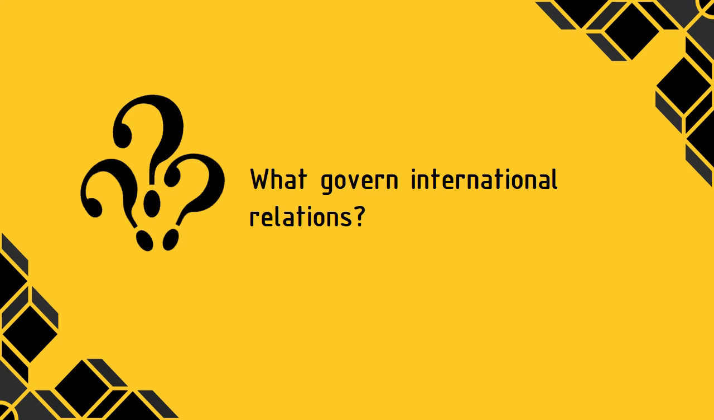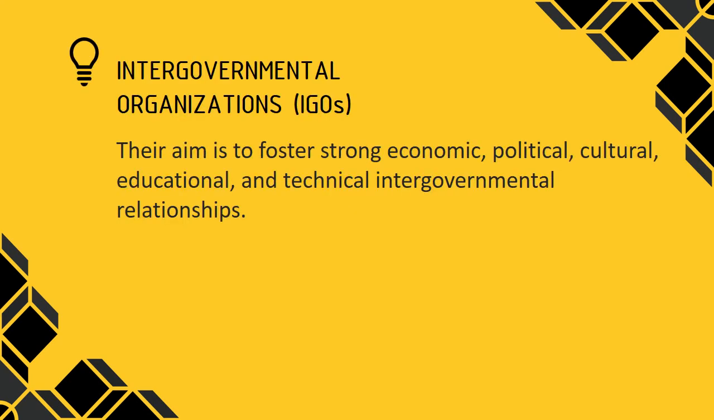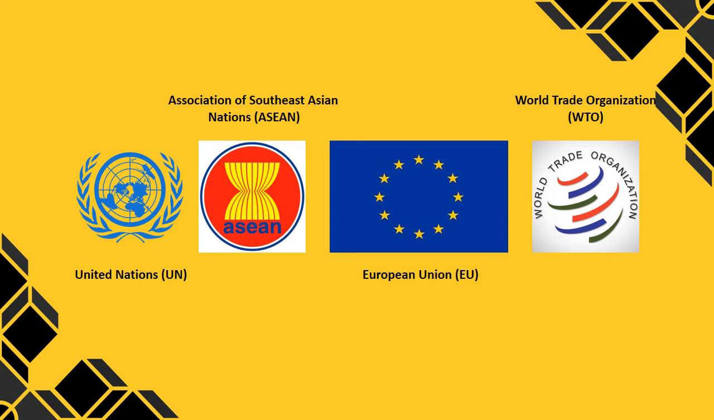So, what governs international relations? We call it Intergovernmental Organizations or IGOs. And the main purpose of establishing these organizations is to foster strong economic, political, cultural, educational, and technical intergovernmental relationships. IGOs are very important to nation states because they create a mechanism for the world's inhabitants to work more successfully together in the areas of peace and security. And they also deal with economic and social questions.